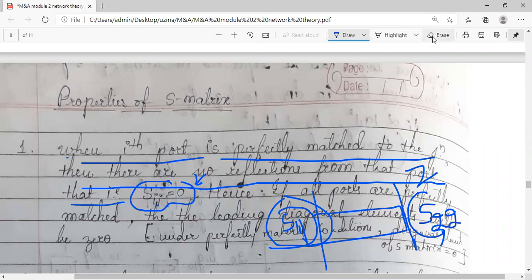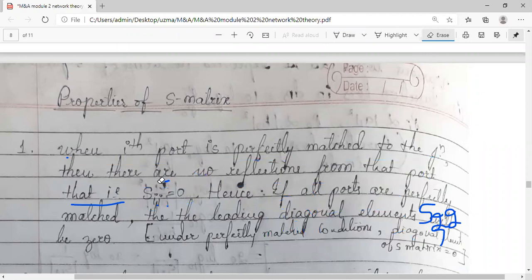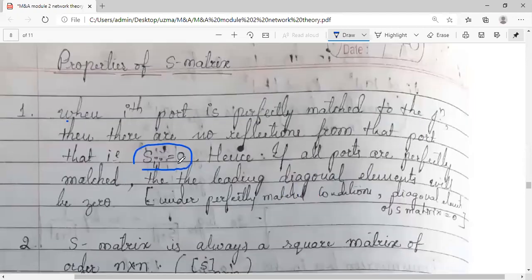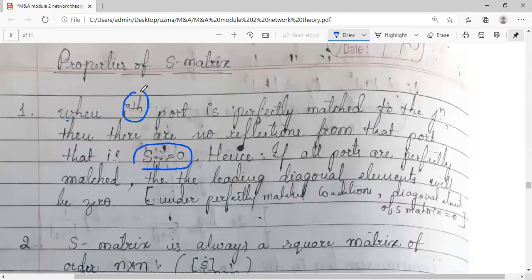This is the first property of S matrix. What is it? For a perfectly matched condition, if some port is there, say the ith port, that is perfectly matched to the junction, then there will be no reflections from that port, hence S i i will be equal to 0. Here I'm taking only the ith port. Similarly, if you take all the ports and they're all perfectly matched, what would happen? S11, S22, S33, all these elements will become 0.